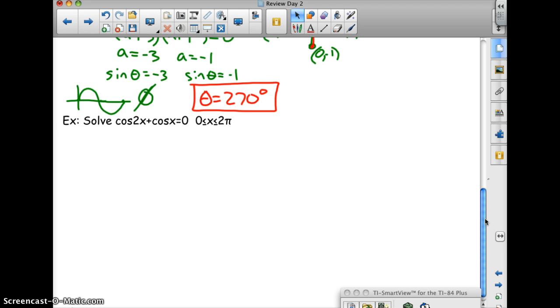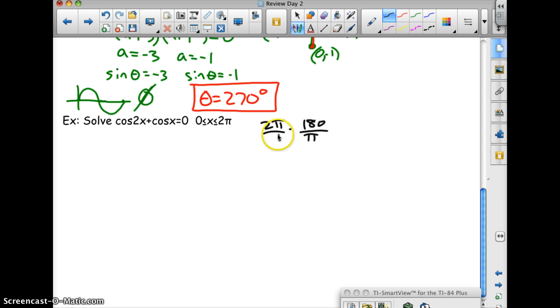Next, solve cosine 2x plus cosine x equals 0 from 0 is less than or equal to x is less than or equal to 2 pi. All right, now I really prefer to work with degrees, so I'm going to take this and just right away convert that to degrees. The pi's will cancel, and I'm going to get 360 degrees. Now, this is fine while I'm working, okay, but just remember your final answer has to agree with the units that they give you, so my answer needs to be in radians, probably in terms of pi, okay?